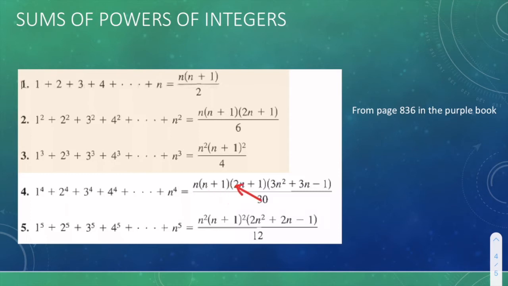n plus 1 times 2n plus 1 times 3n squared plus 3n minus 1, and all of that divided by 30. For the fifth, n to the fifth, well, you can see it's n squared times n plus 1 squared times 2n squared plus 2n minus 1 over 12. But what we're going to be doing in the homework today is working on these first three.